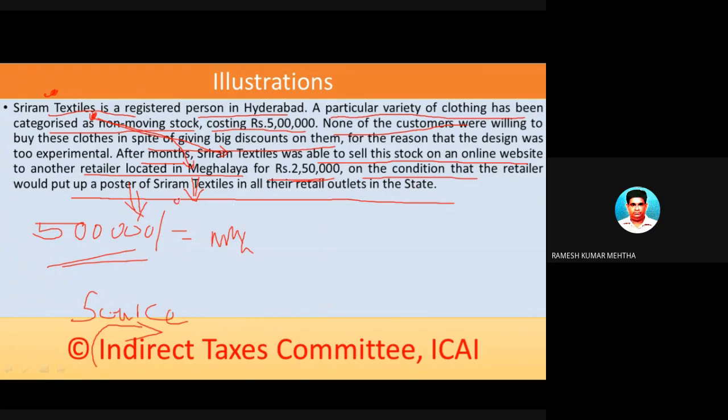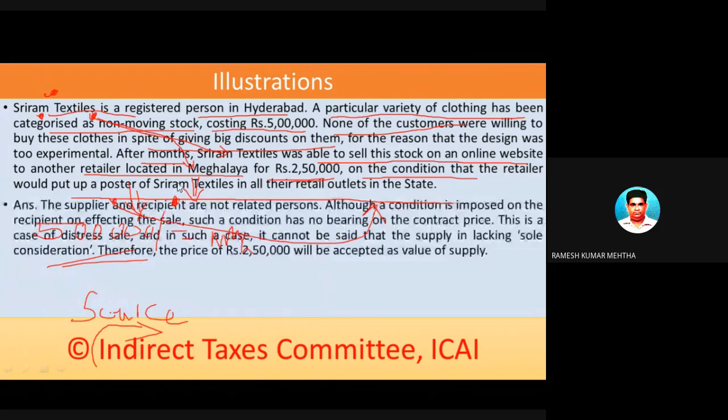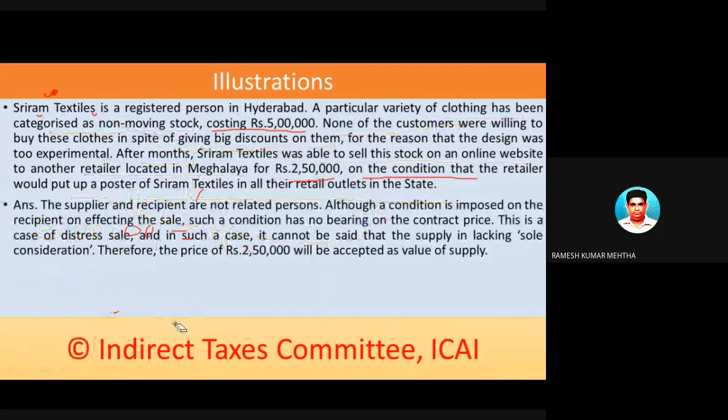Okay, this guy will be promoting Shriram Textiles by putting up posters in all the retail outlets of this particular buyer in the state of Meghalaya. Now let's look at the answer. Whether we should take 2.5 lakhs as the transaction value, or should we take 5 lakhs as the transaction value?